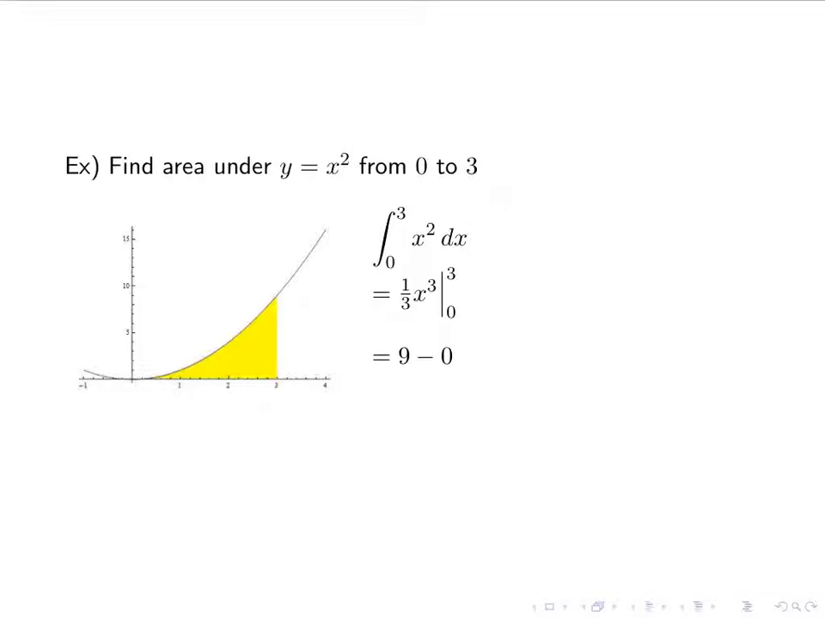If I plug in 3, I have 1/3 of 3 cubed. That's 1/3 of 27, which is 9. And then plugging in 0, I get 0. And 9 minus 0 is 9. So that whole area is 9 units squared, whatever the units of y and x are.